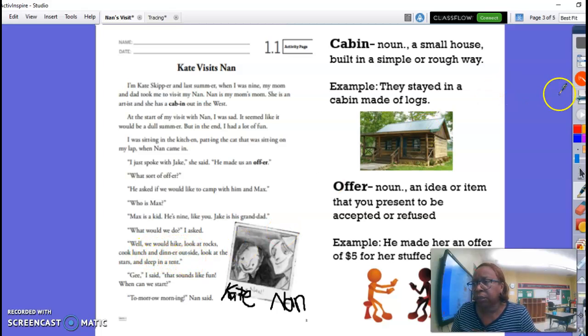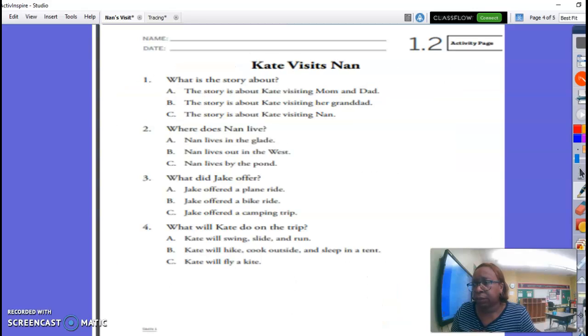So now there are questions that we have to answer. Kate visits Nan. So what is the story about? The story is about Kate visiting Mom and Dad. The story is about Kate visiting her granddad. The story is about Kate visiting Nan.